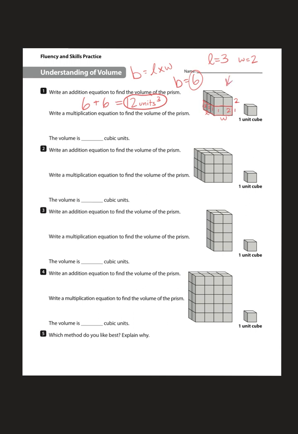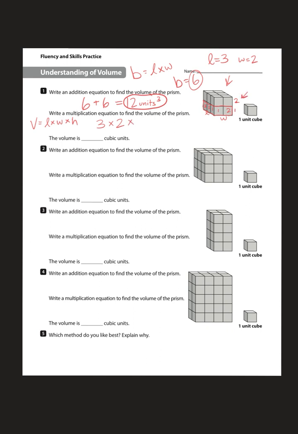Okay, and now we're going to use the same prism to solve for the same volume, but using a different method. So this time we're going to use the multiplication equation. And the formula for the multiplication equation is going to be V equals L times W times H, which means length times width times height. Okay, so height is the amount of layers that we have. So our length and width, we know that they are what? 3 and 2. So we have 3 times 2, that's length times width, right? And then we're going to find our height.